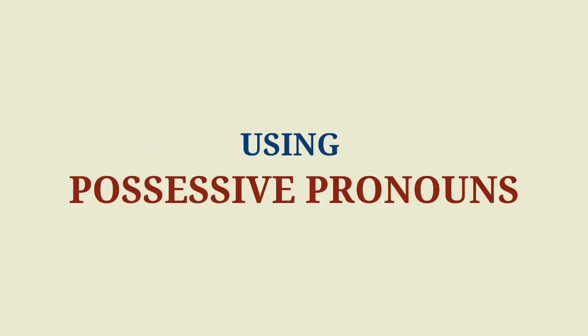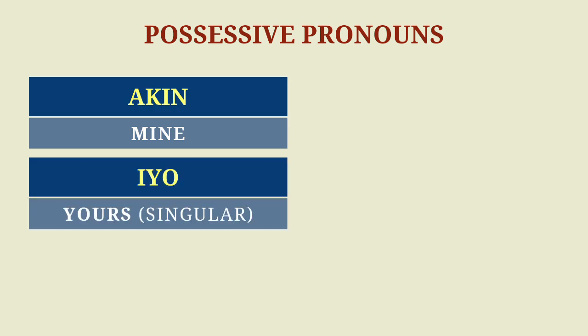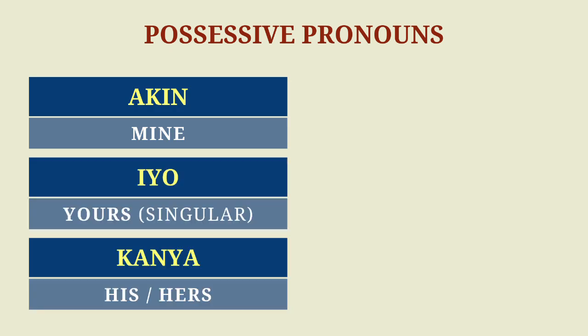Now let us talk about possessive pronouns. These are akin or mine, iyo or yours, kanya or his or hers. Again, in Tagalog, for third person singular, this is gender neutral. So even though it's a male or female, we use kanya. Not like in English where you have his and you have hers.